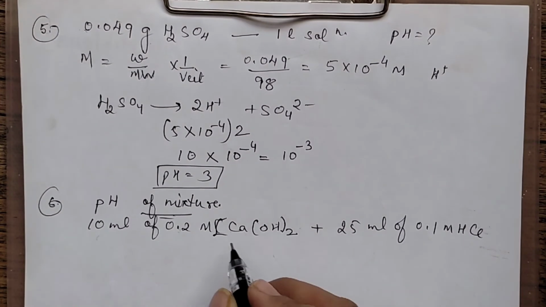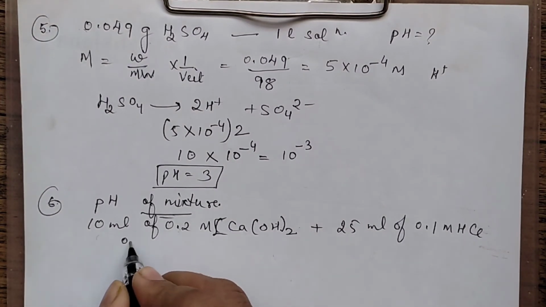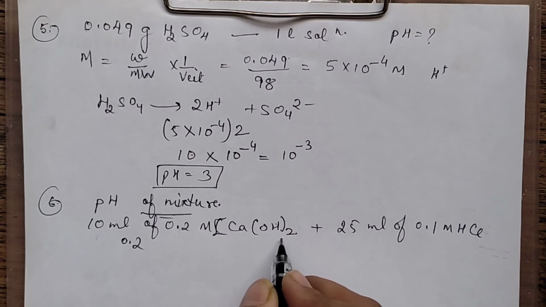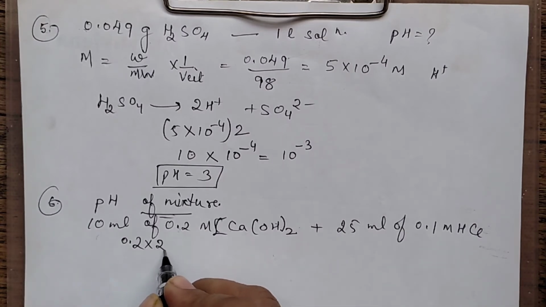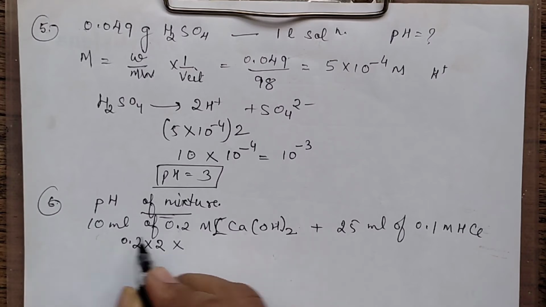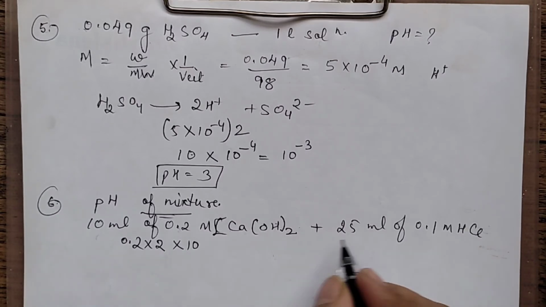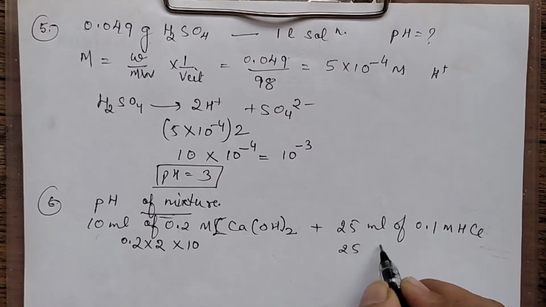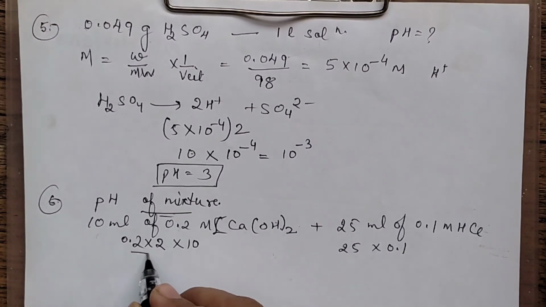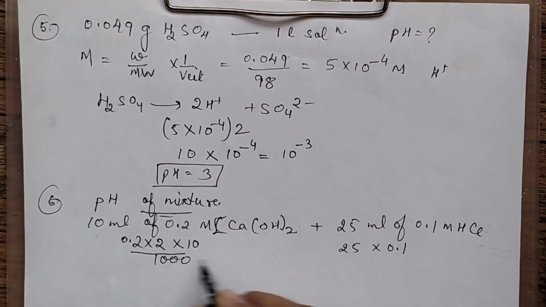Okay, now so this is 0.2, but there are two OH minus ions, right? So 0.2 into 2 molarity into volume 10, right? And what is the molarity and volume for this one? It is 25 into 0.1 molar. This is given in ml. So we can divide it by 1000 to convert into liter.